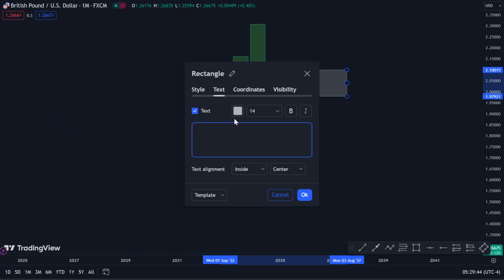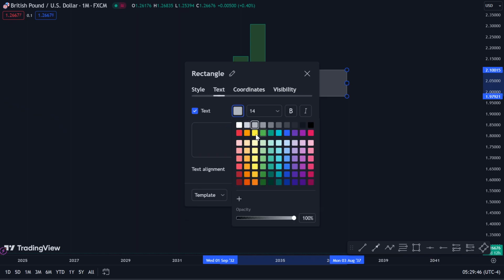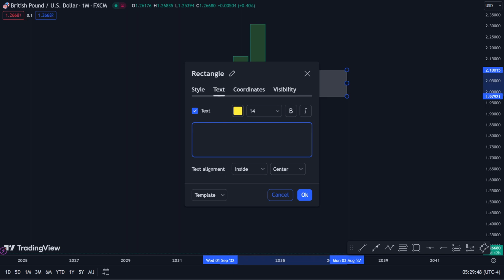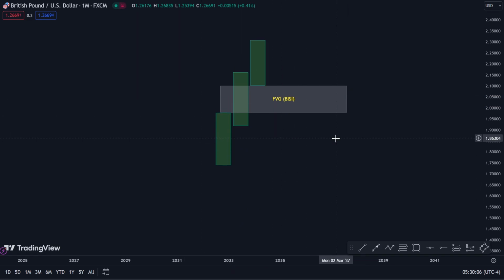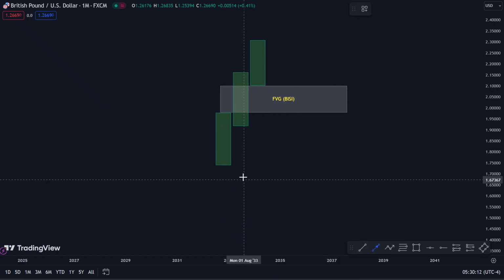Let's add a text. That's our fair value gap in the form of a BC. BC meaning buy side imbalance, sell side inefficiency. It means price was delivered on the buy side.